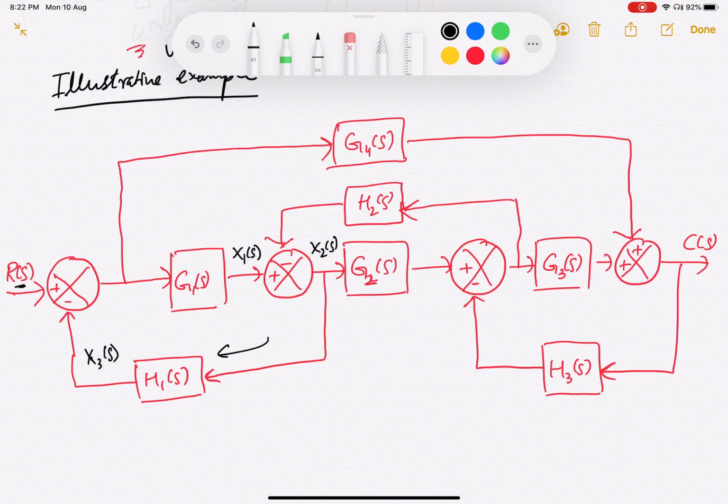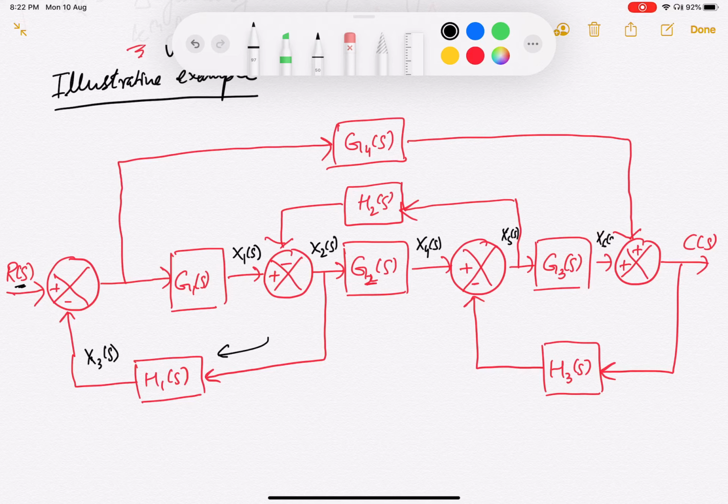In a similar way, this X2S is then processed here. You will get X4S here, right? And then you have this summing junction. So this signal you can call X5S. Again, you have some processing.